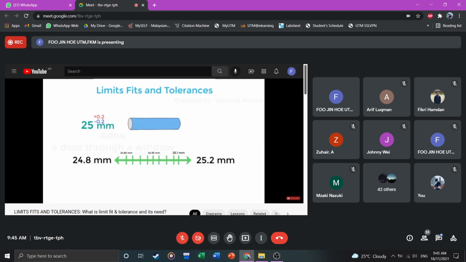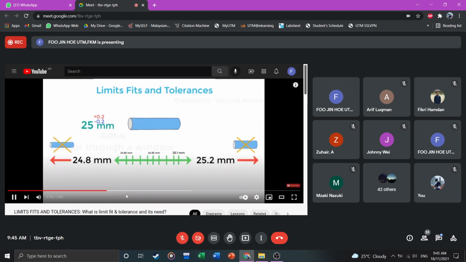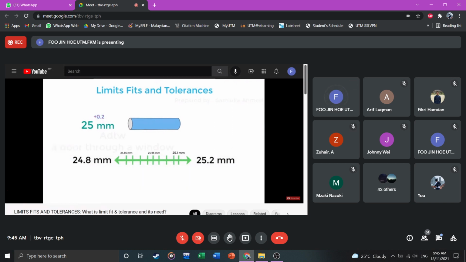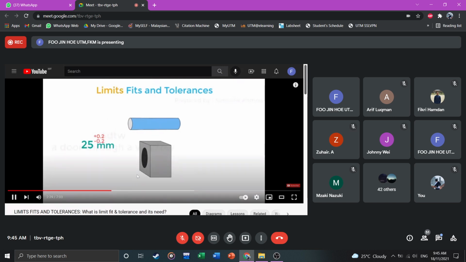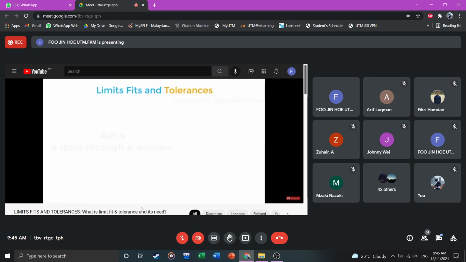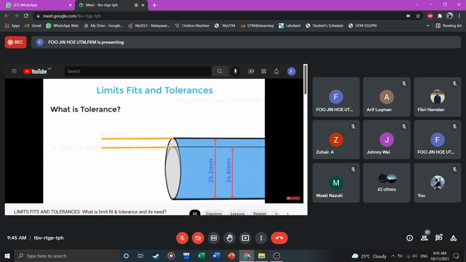If any of your manufactured shaft lies above or below these specified limits, that shaft will be rejected by the customer. These upper and lower limits are provided on both shaft and hole. Since we understood what is limits, after that comes tolerances. What is tolerance? Basically, tolerance is the region between the upper limit and the lower limit. That is upper limit minus lower limit. In this case of shaft, it is 25.2 millimeters minus 24.8 millimeters, which is equal to 0.4 millimeters.